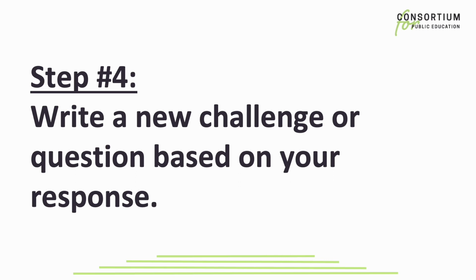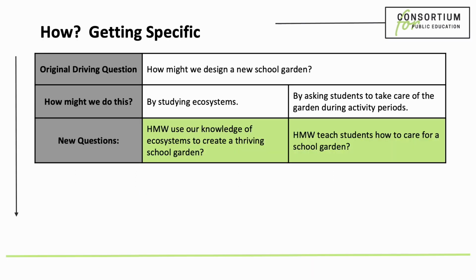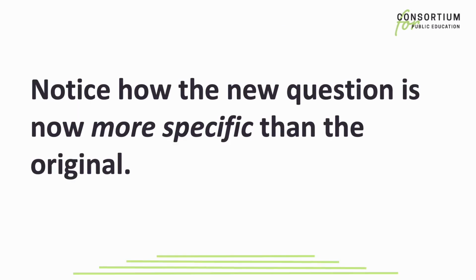Step 4. Write a new challenge or question based on your response. So here we add 2 new questions to our ladder. How might we use our knowledge of ecosystems to create a thriving school garden? Here adding a little bit of specific content to the question. Or how might we teach students how to care for a school garden? Notice how each new question is now more specific than the original.